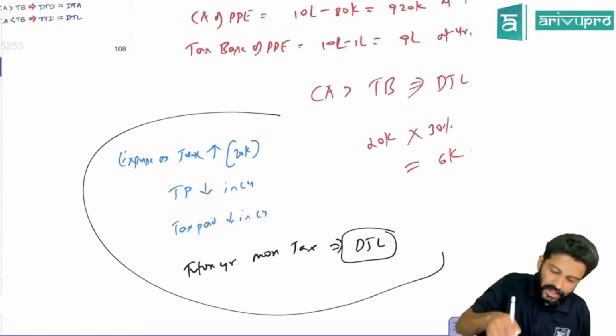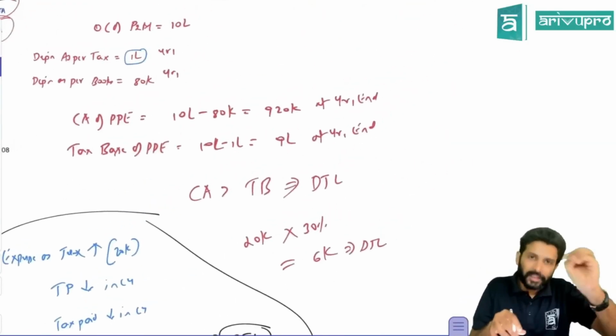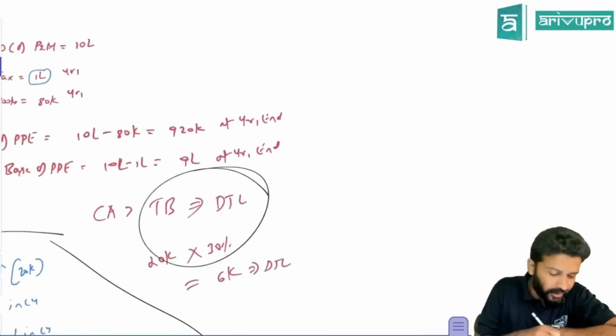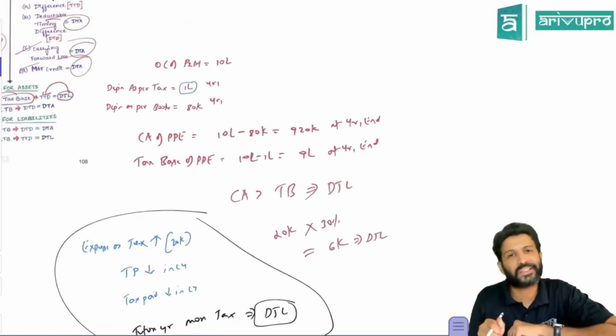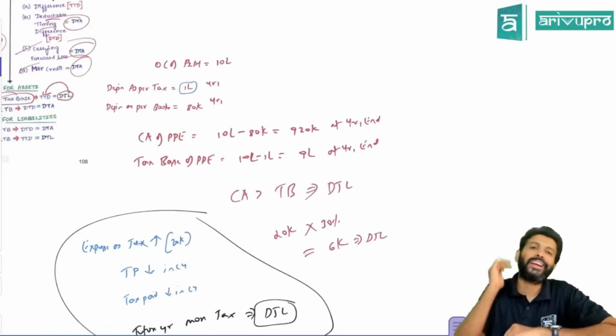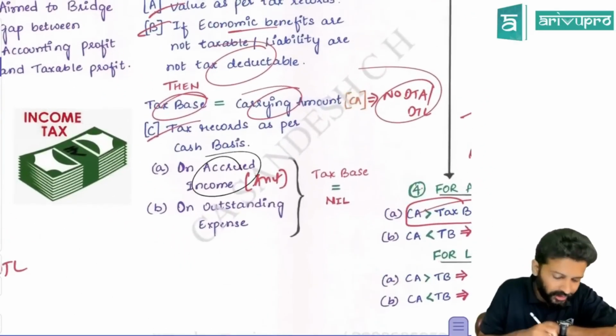So it's easy to understand it with the help of the expense income angle, but in the examination, you'll always present it under the balance sheet approach. And the balance sheet approach works on this equation: carrying amount of the asset, if it is greater than tax base, you will create deferred tax liability. Or if you want, you can also look at this. This is also probably a better example.